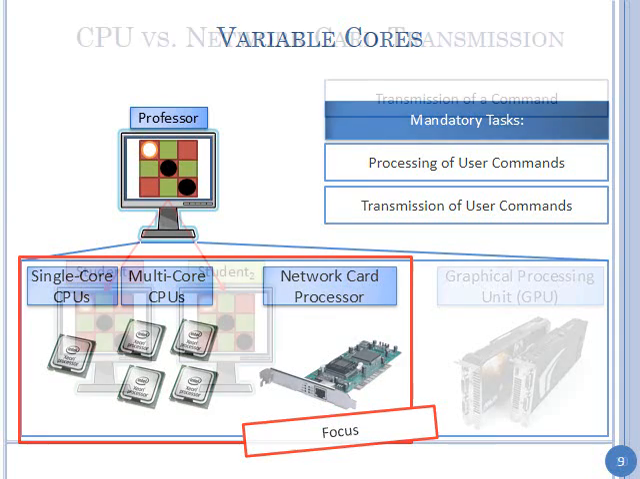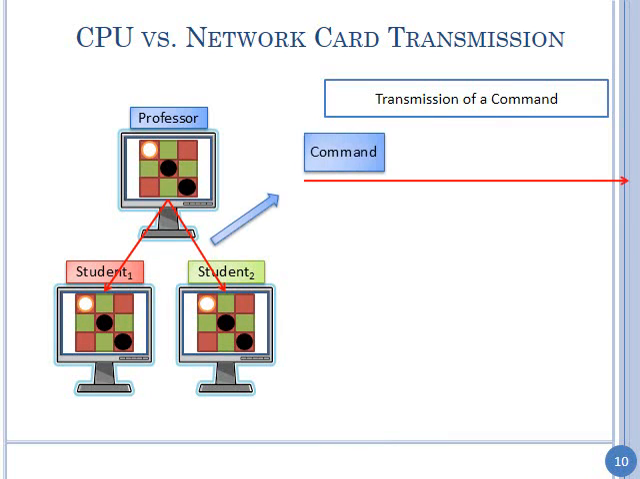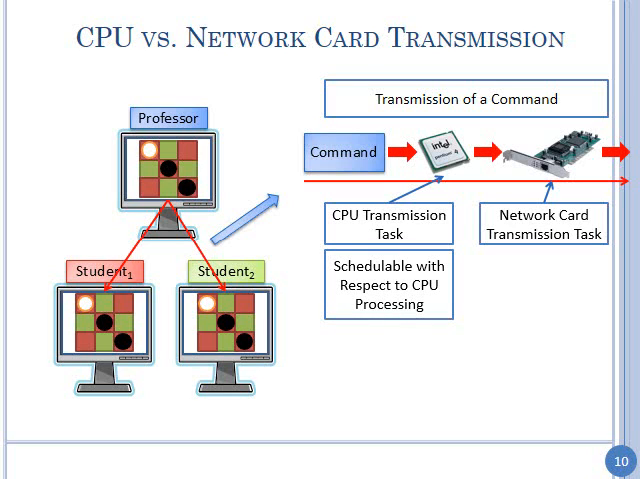But let's look at a transmission more complicated. For a command to be transmitted, the CPU must first copy the command data to some location in memory from which the network card will then read that data and eventually transmit it on the physical network. So there are really two transmission tasks, the CPU transmission task and the network card transmission task. The CPU transmission task is schedulable with respect to CPU processing, while the network card transmission task is not.